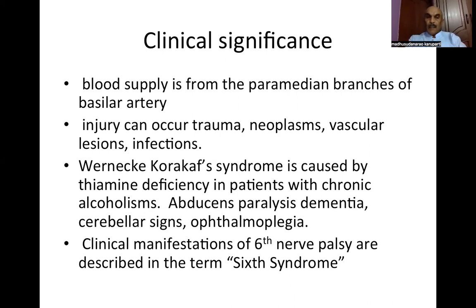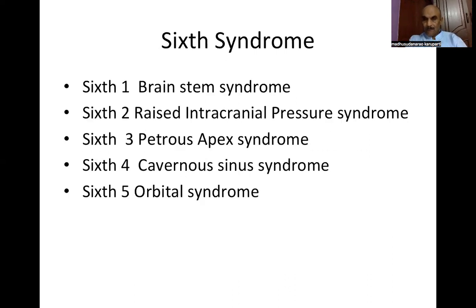Well, clinical manifestations of sixth nerve palsy are described in the term sixth syndrome, which we are going to touch in detail. Sixth syndrome includes, number 1, brainstem syndrome. Number 2, raised intracranial pressure syndrome. Number 3, petrous apex syndrome. Number 4, cavernous sinus syndrome. And number 5 is orbital syndrome.